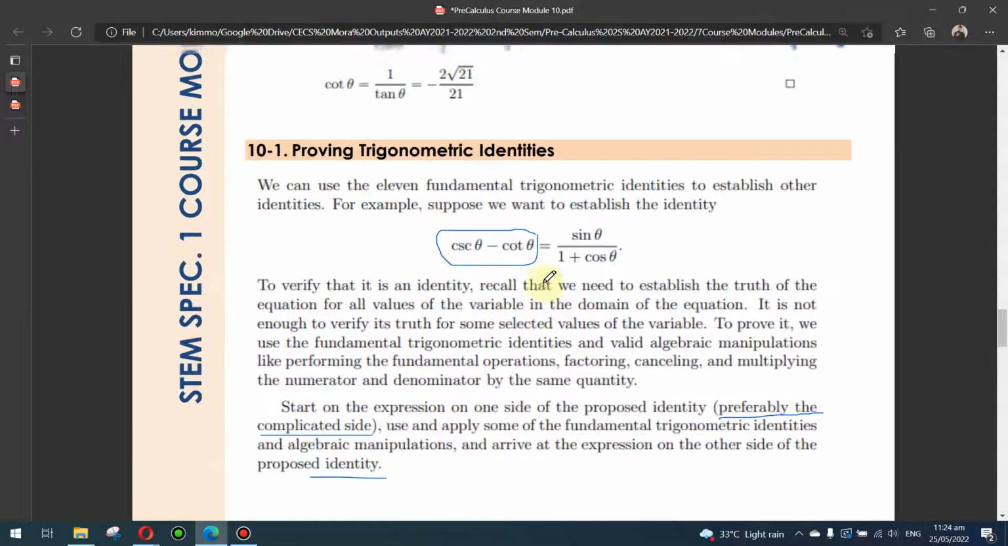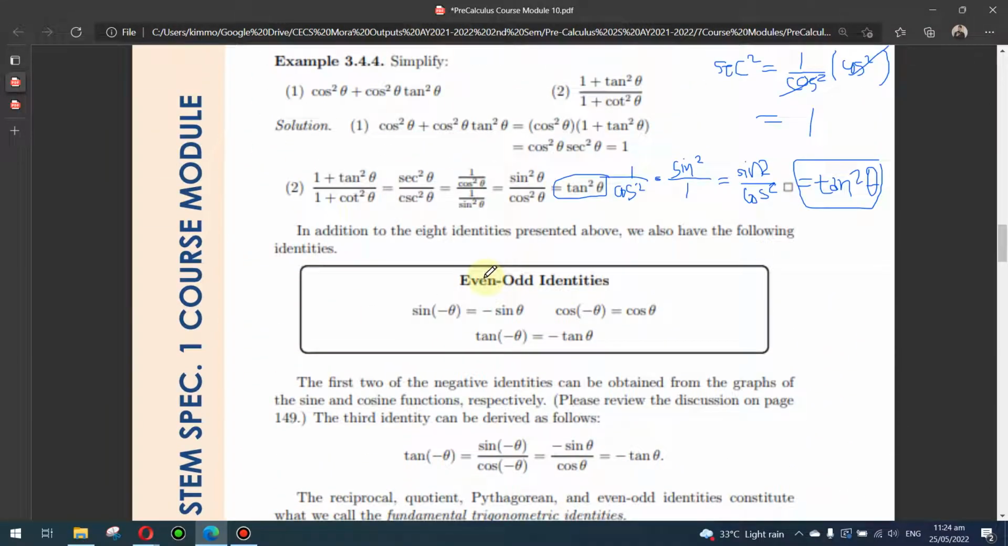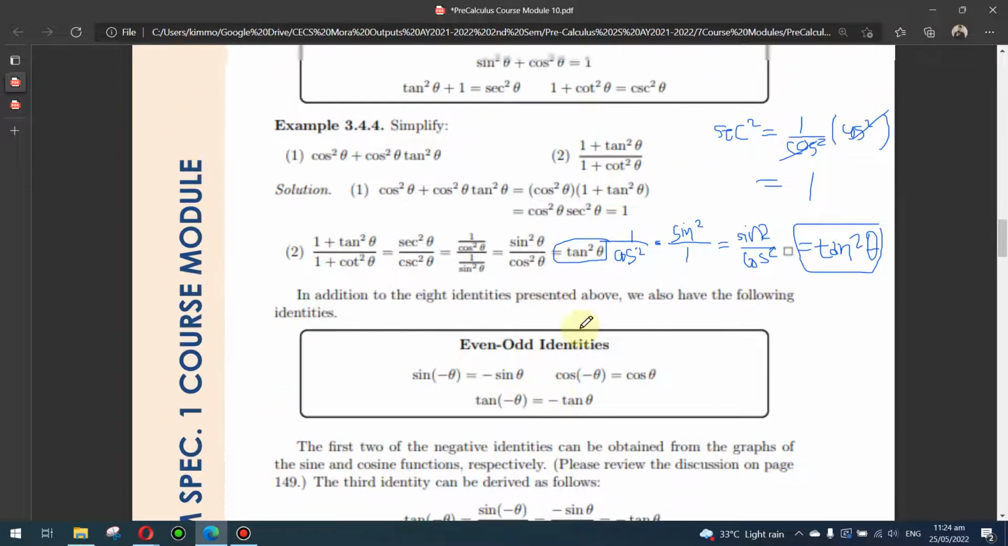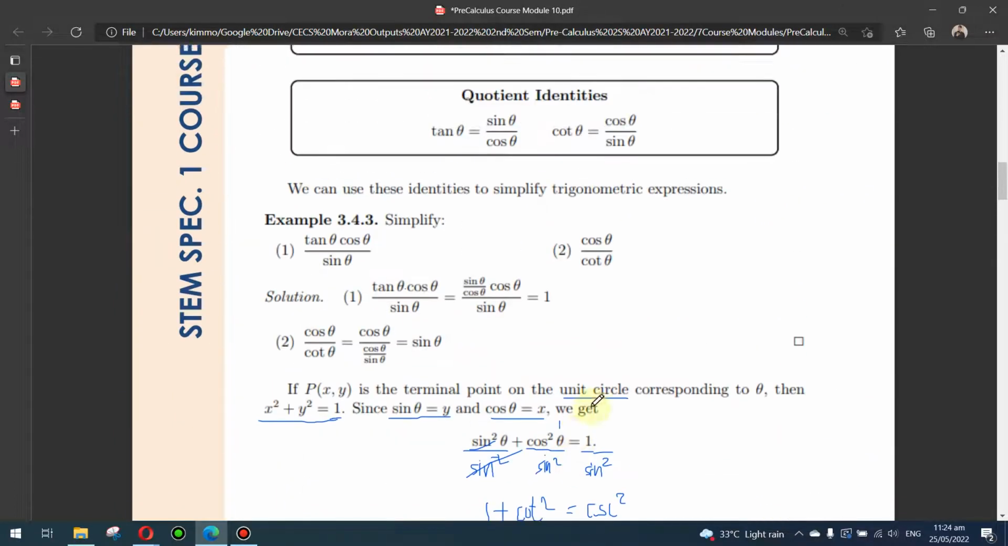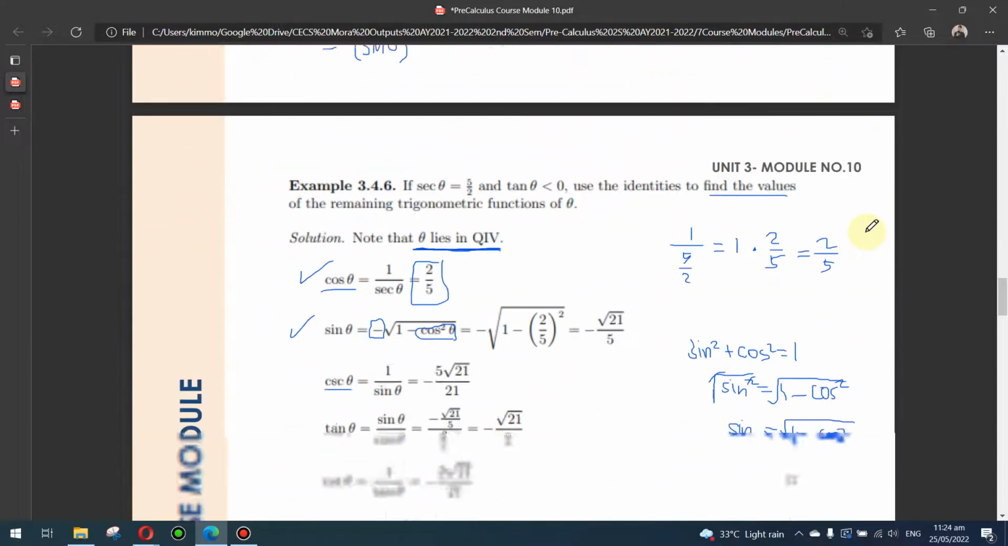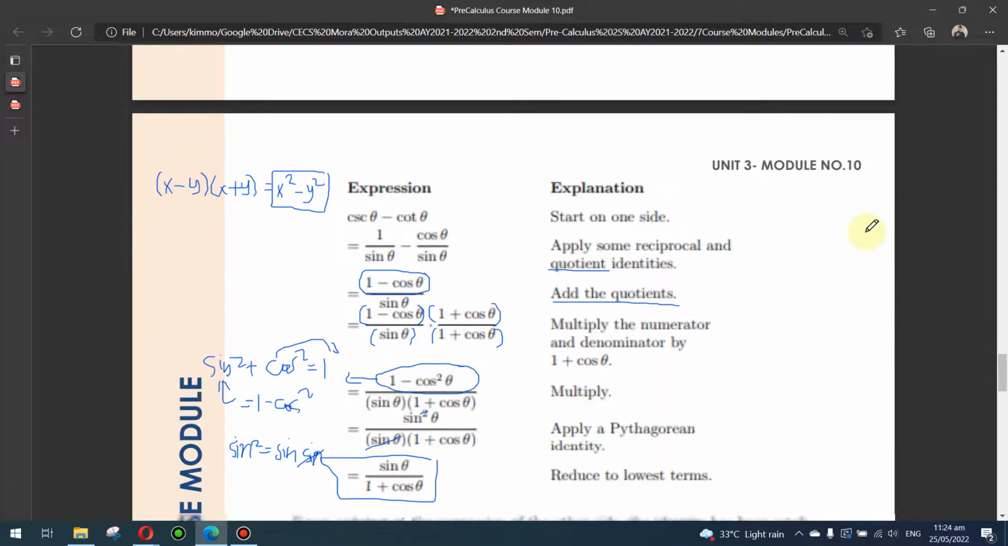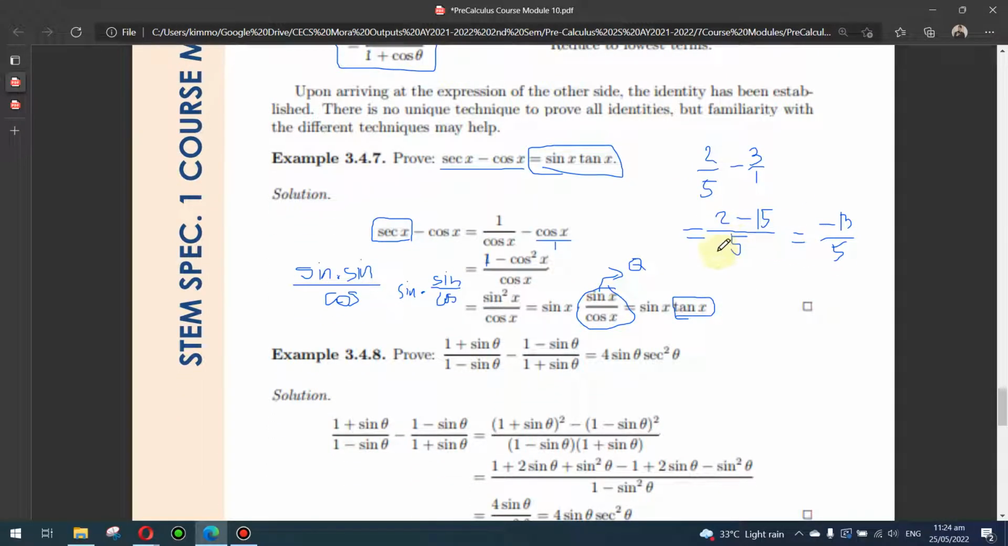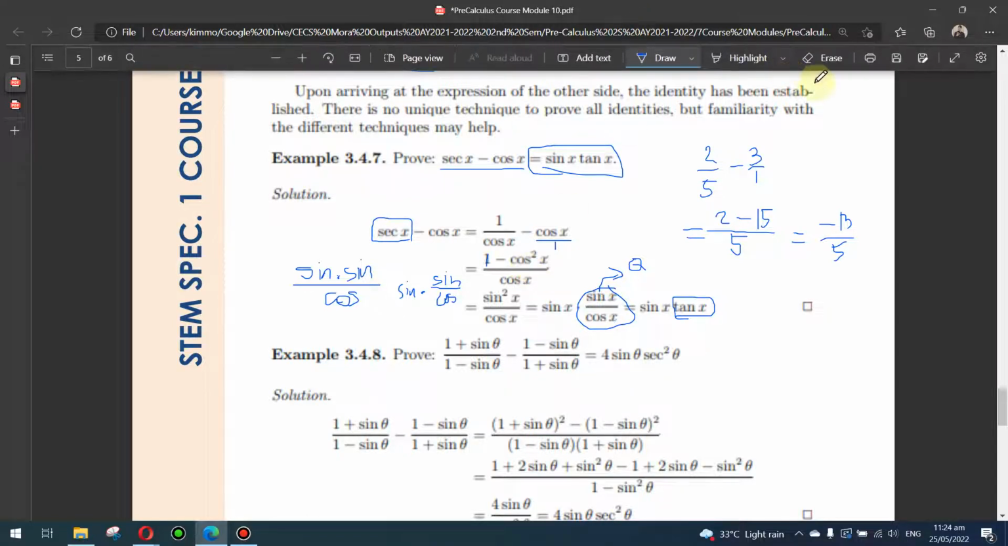Oh, kani. Dapat memorize ni ninyo nga identities. Even odd identity. Kani kung mag-involve na siya negative nga angle, mangingana. Kani Pythagorean identity, quotient of reciprocal. Oh, dapat kabalo jud ka ani. Kay para pag manipulate, no? Aside sa mag-add ka, mag-subtract nga na, mag-multiply, dapat kabalo ka tong identities. No? Okay, so let's have another example.